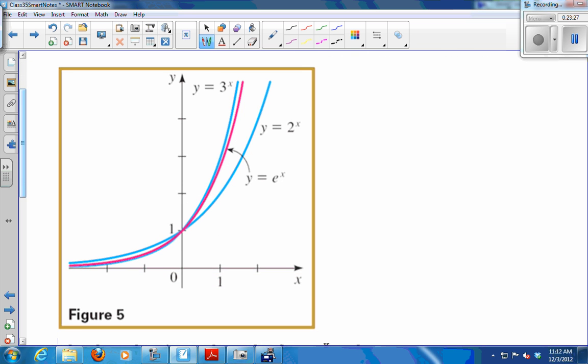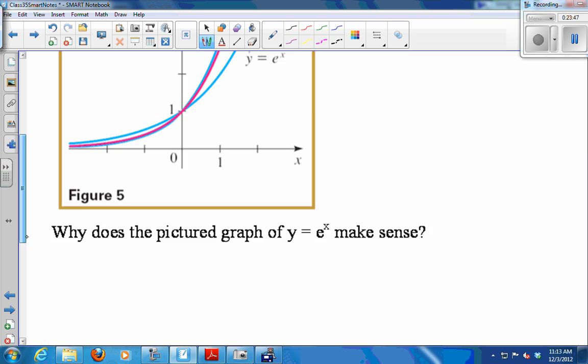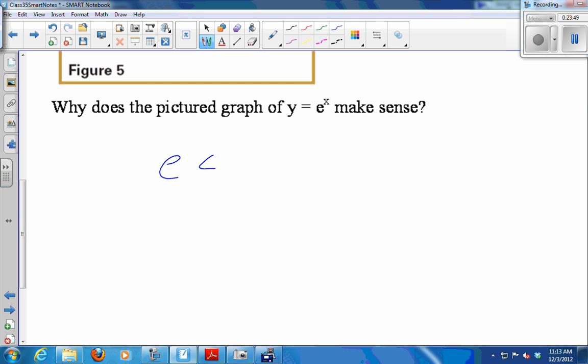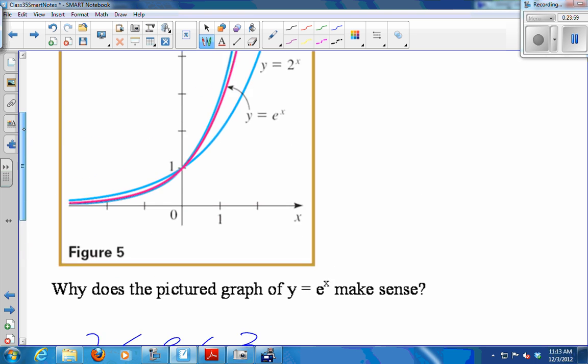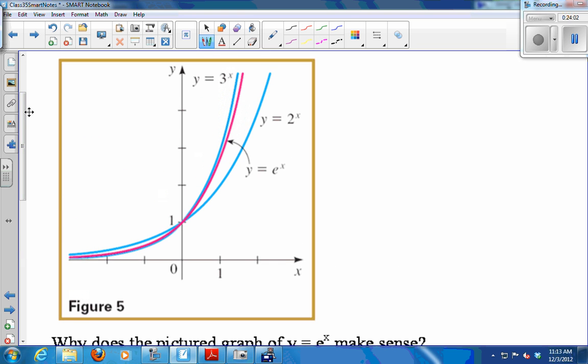So e to the x is the pink line here between the two blue ones, 2 to the x and 3 to the x. Why does it make sense that it lies between 2 to the x and 3 to the x? Yeah, because e is bigger than 2 and less than 3. So it's going to lie between the graphs of 2 to the x and 3 to the x. And it's closer to 3 than it is to 2, so it's closer to the graph of 3 to the x than it is to 2 to the x.